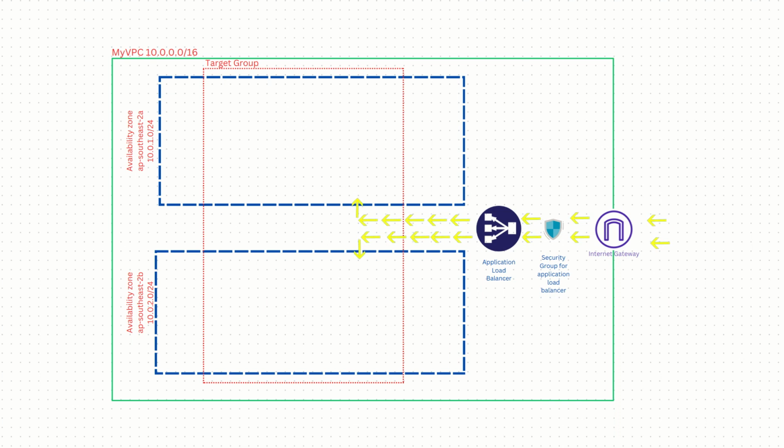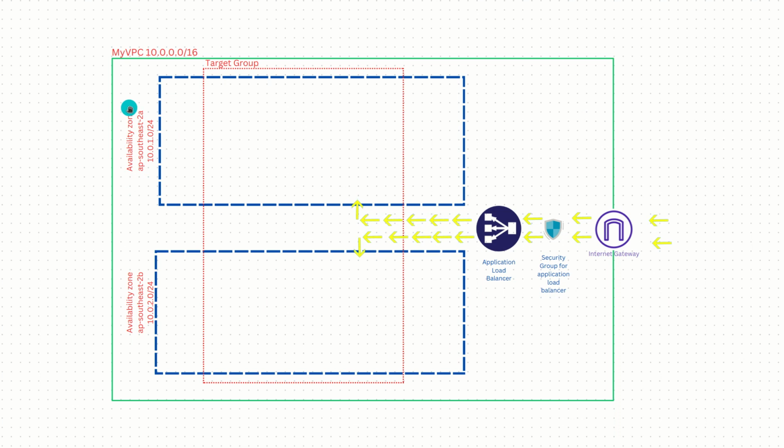In this demo video, I'm going to demonstrate deploying a Django application using an auto scaling group. Before we actually create an auto scaling group, we need to have some prerequisites ready. We need a VPC and availability zones. Since I'm going to use an application load balancer, I will be creating two availability zones.